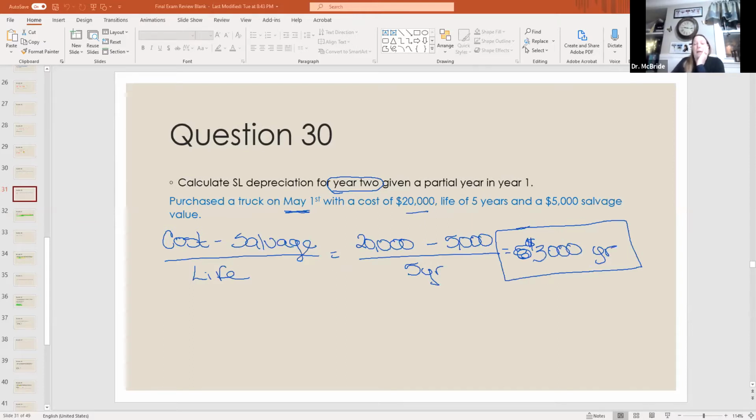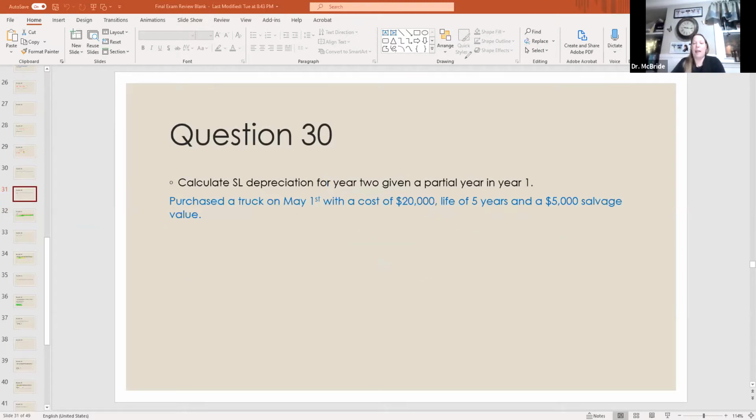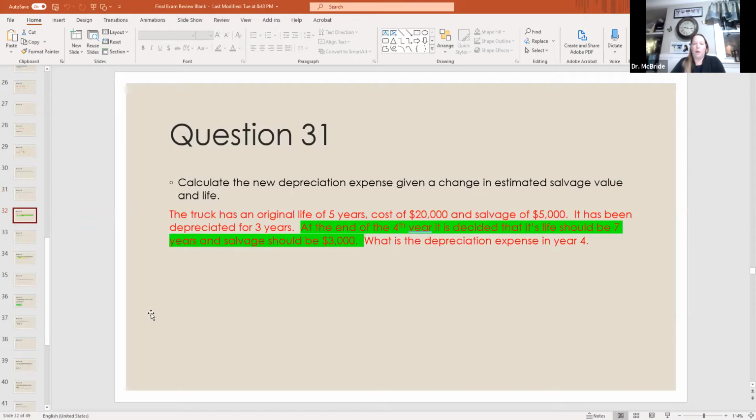Okay, that's straight line. And this is exactly how it's asked. So you're looking at year two. Okay, this is the one I'm going to show you how to work. So depreciation is an estimate. It's an estimate in the life of the asset. It's an estimate in the salvage value of the asset. And because those are estimates, they can change in the middle of a life. So here's how you approach that.